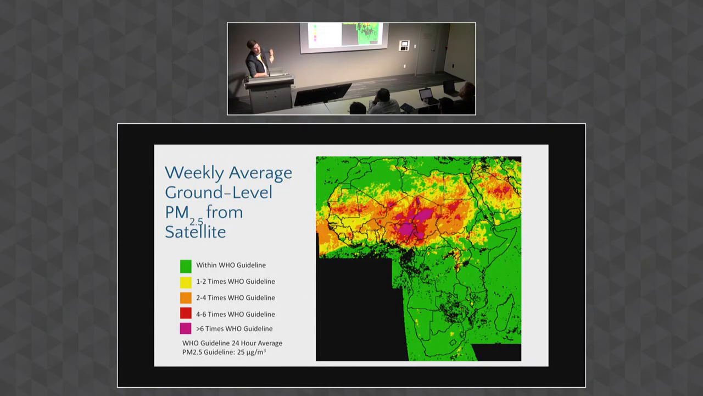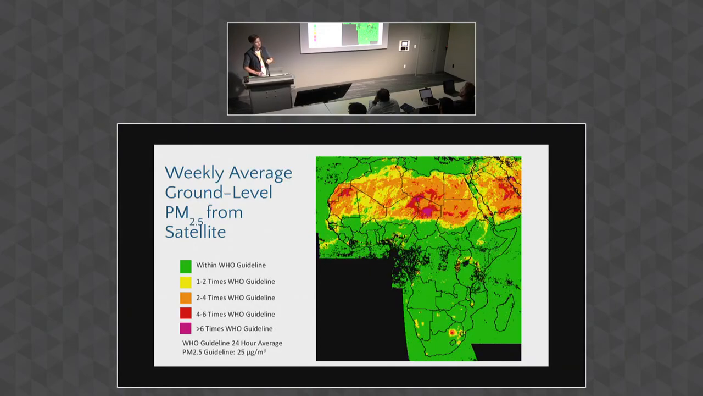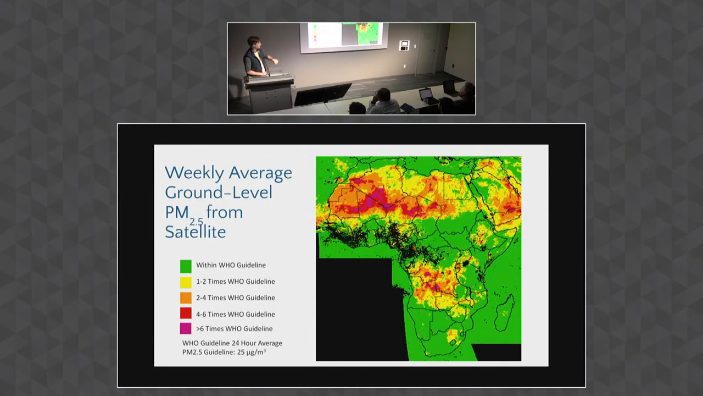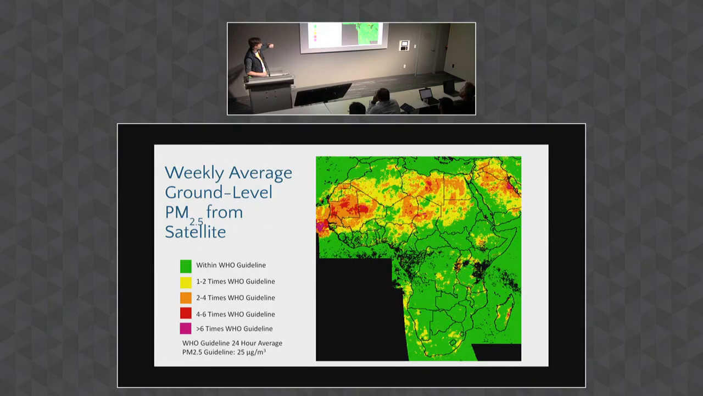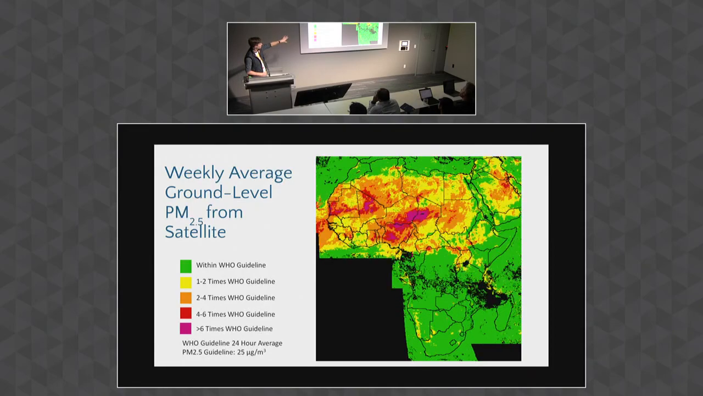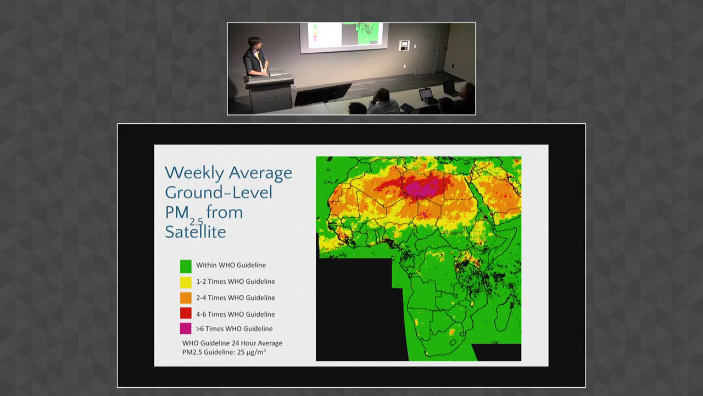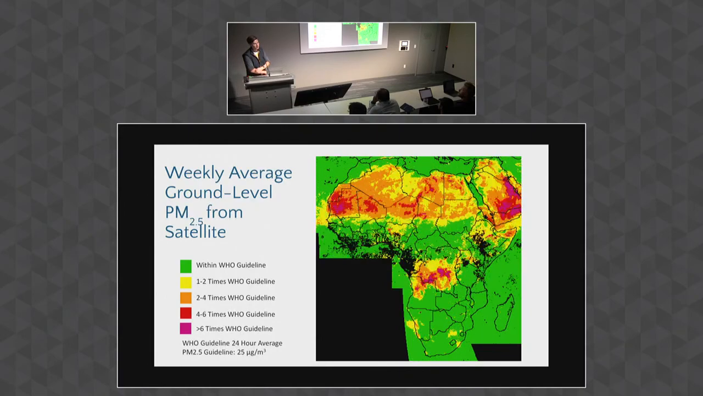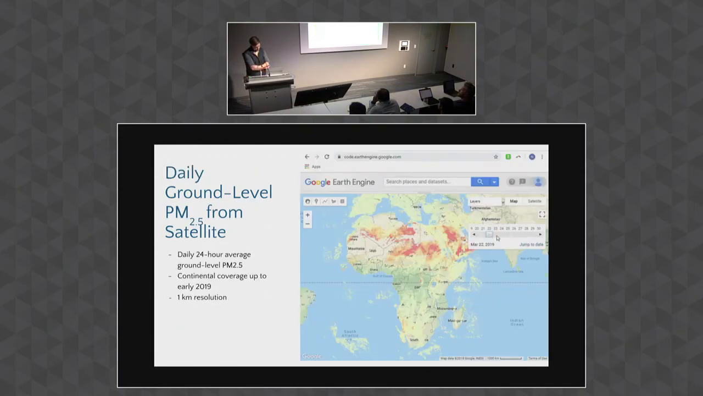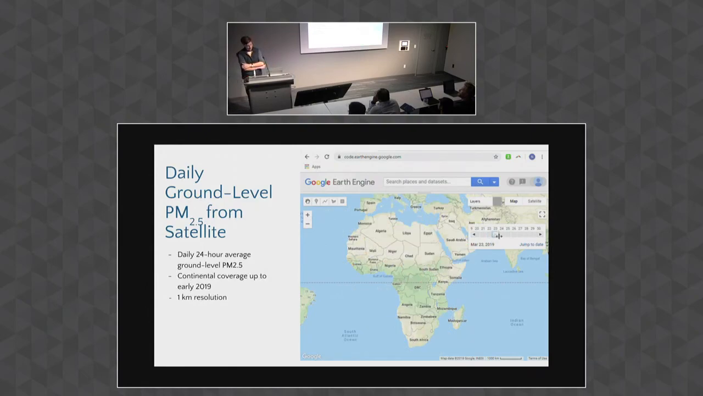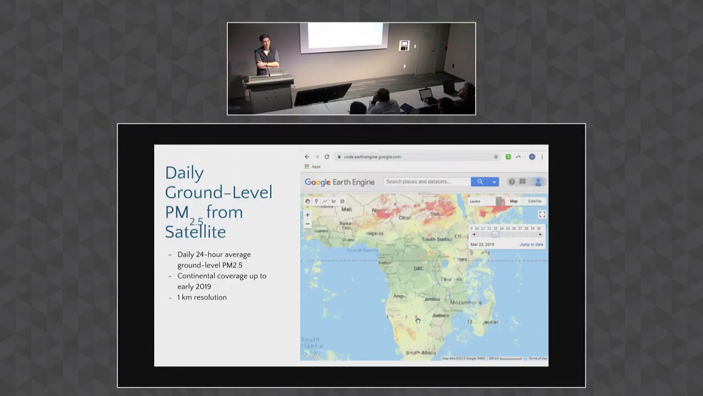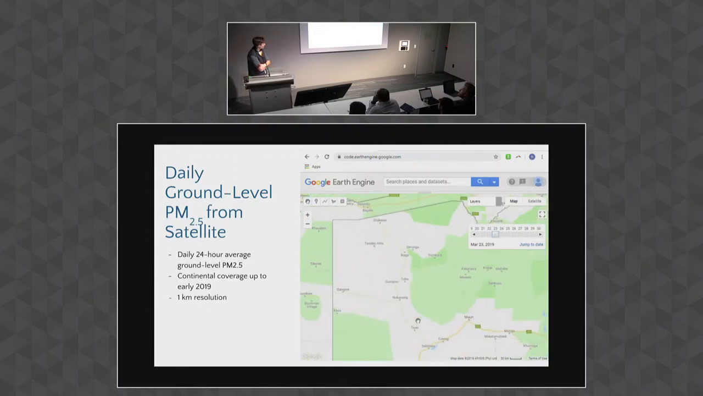And then Saharan dust also lights up there in northern Africa, where at particular parts of the year you're seeing really quite intense surface level PM 2.5 coming from this product. We're also able to look directly at the daily level data, and we have that available for 2014 through early 2019 at the moment. And what you can see here is just an animation of being able to dig into the data.